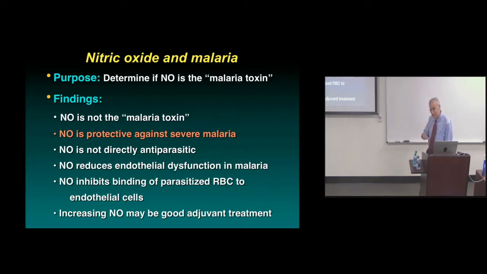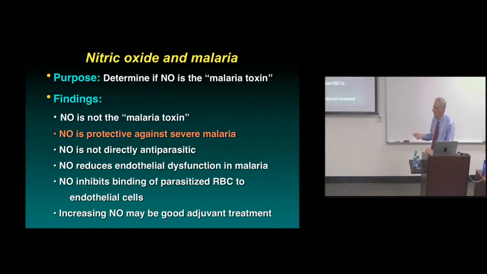We found that if the patient wasn't able to make enough nitric oxide, they were more apt to develop severe malaria. And if they could make a lot of nitric oxide, they did not develop symptoms of disease, even if they were infected. And nitric oxide was protective against severe malaria. And it was not directly anti-parasitic if we did the quantitation of how much nitric oxide they were producing and how many parasitized red cells and how much parasite you could find in the body.